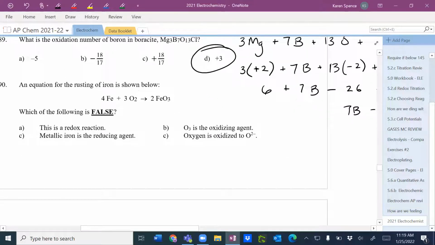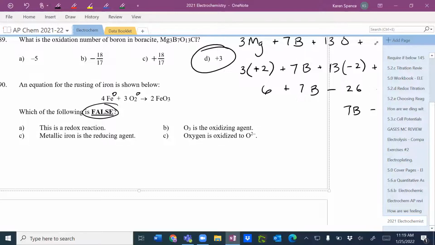So there we are. An equation for the rusting of iron is shown below. Which of the following is false? This is a redox reaction. Well, remember, we're looking for something that is untrue. Is it true that it is a redox reaction? Yes, it is. Iron goes from being 0, oxygen from being 0. Iron over here, that doesn't look like a correct formula. But you know, maybe it is.